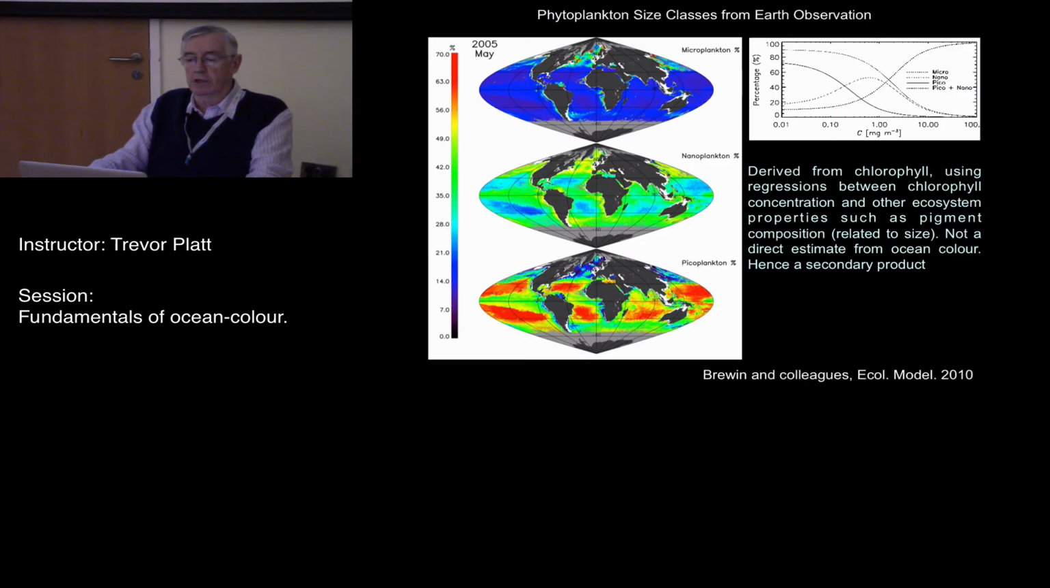Now, another thing that we can get, without going into the details, because I think Bob Bruin will tell you, we can find the size classes from ocean color data, percentage distribution of phytoplankton by size, either in the picoplankton range, nanoplankton range, or microplankton range. It's based on mathematical modeling, really.